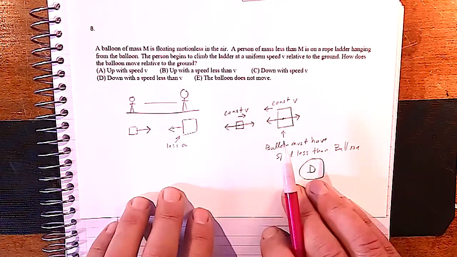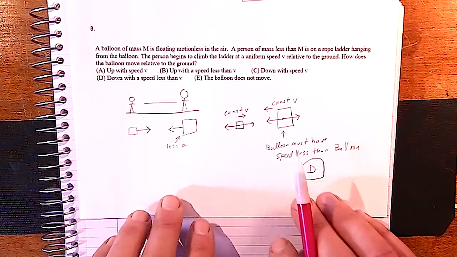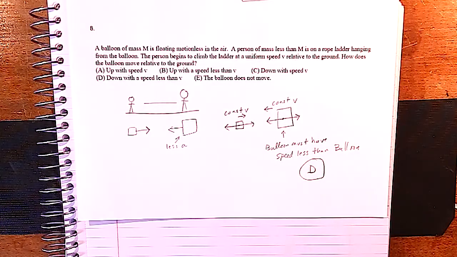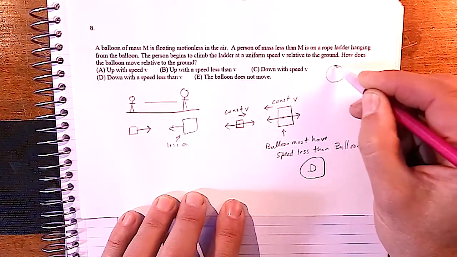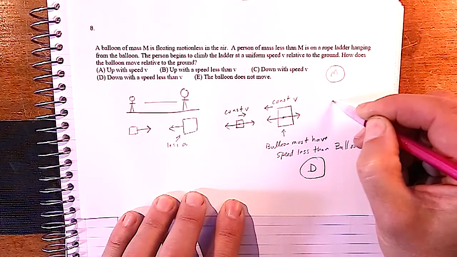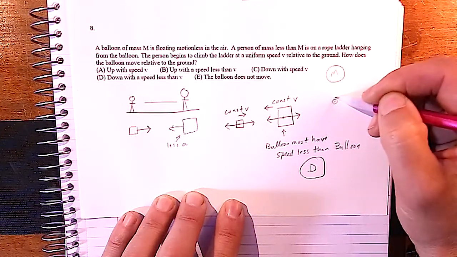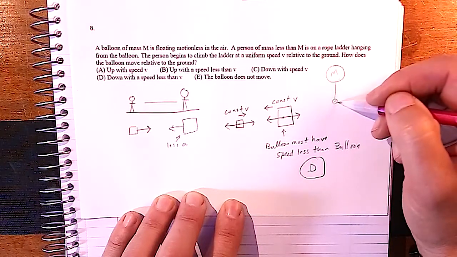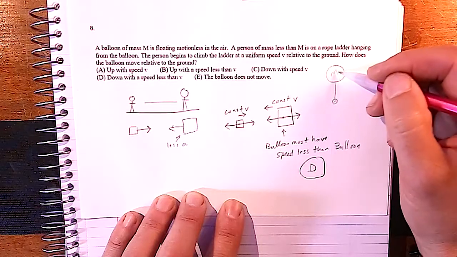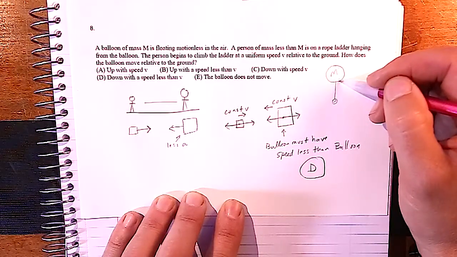This question is quite tricky. However, it's much better done with conservation of momentum, which we haven't learned about. But we can use forces to still figure out the answer to the question. So essentially you have a balloon, and the balloon has a mass m, and there's a smaller mass of a person that's hanging from the balloon that starts to climb the ladder. But the system starts with these forces in equilibrium.